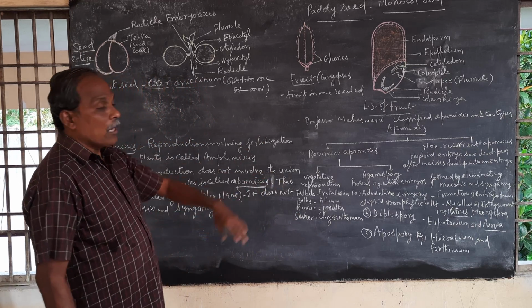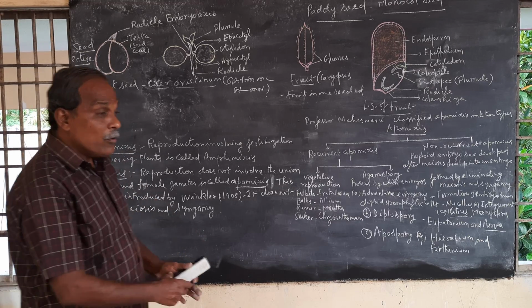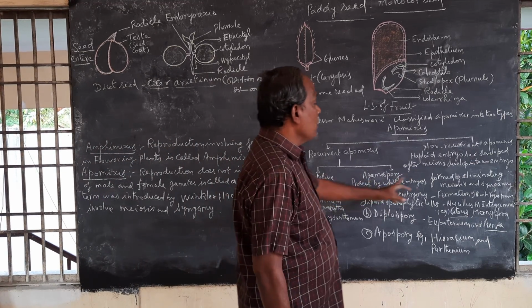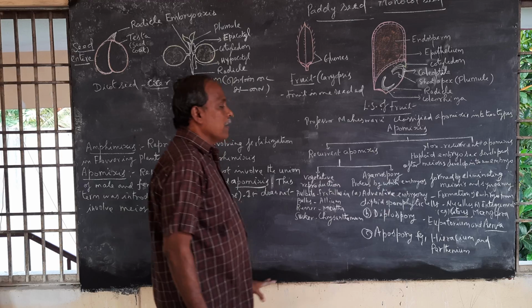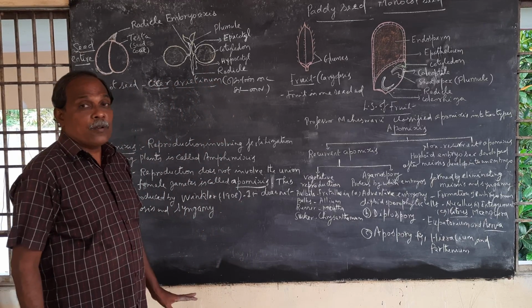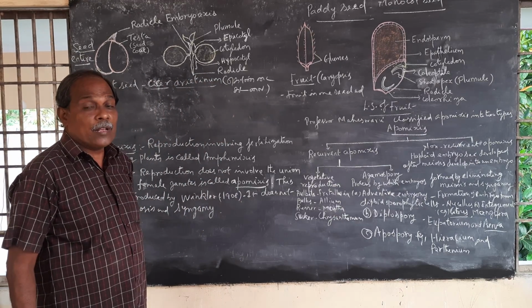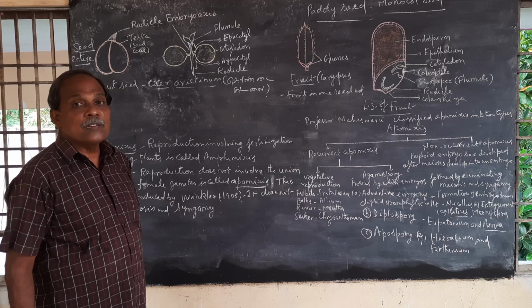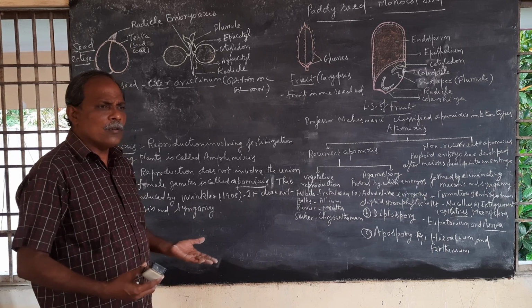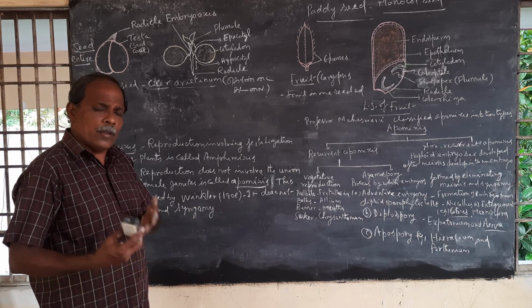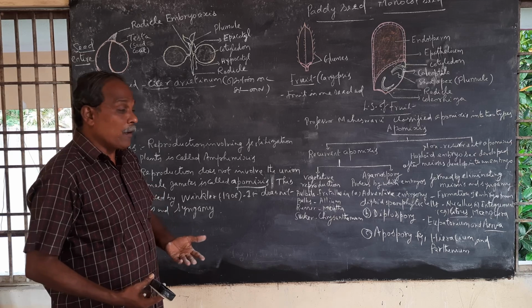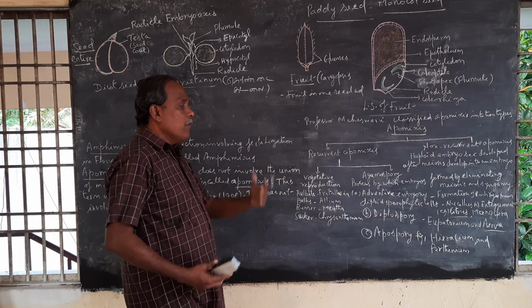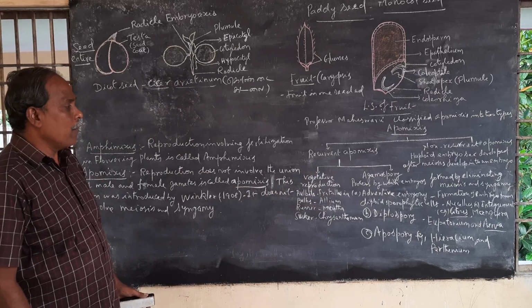Now, next one about agamospermy. Agamospermy is a process by which embryos are formed by eliminating meiosis and syngamy. Without meiosis and syngamy, the embryo is formed. There are three types of agamospermy. One, adventive embryos.